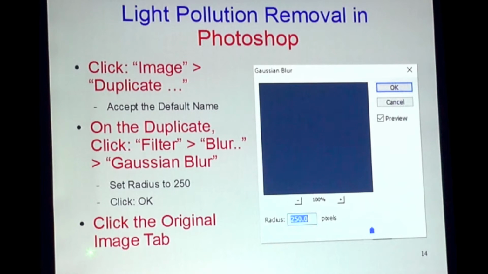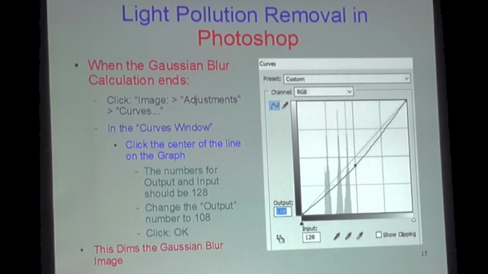You go back to the original image tab after you've done this. Okay? So now you've got on two tabs the original image and the Gaussian blurred image that's been dimmed. Okay? Or you're about to dim, excuse me. The dimming process involves going to Image Adjustments, Curves.